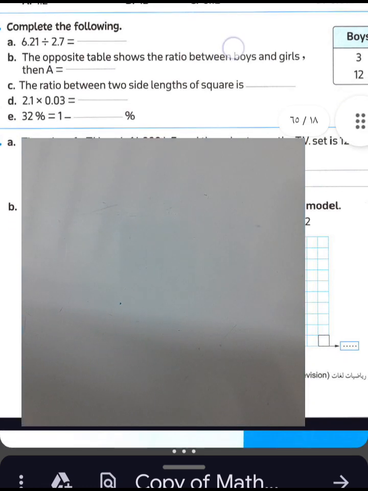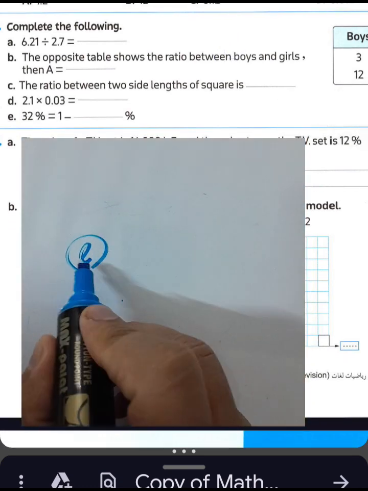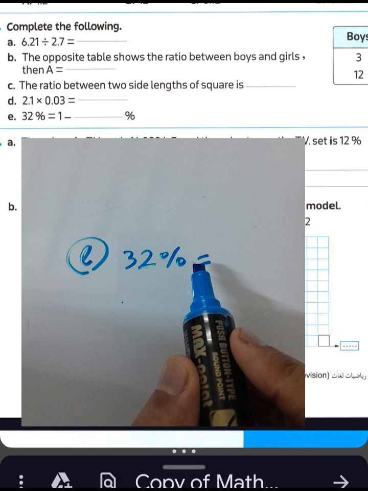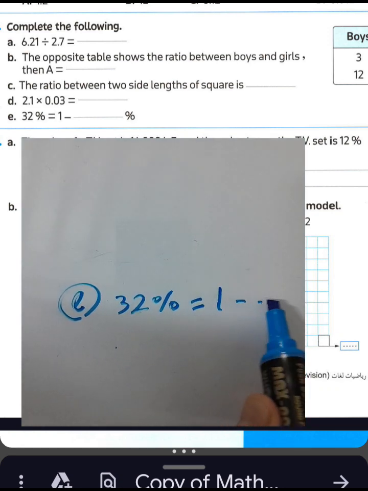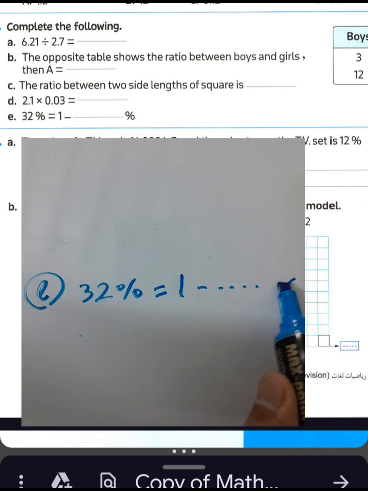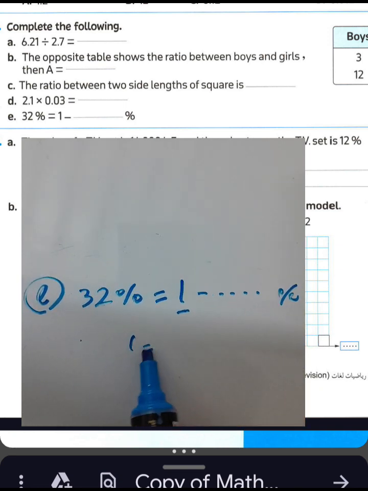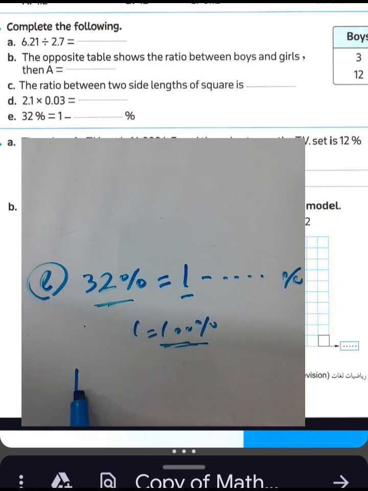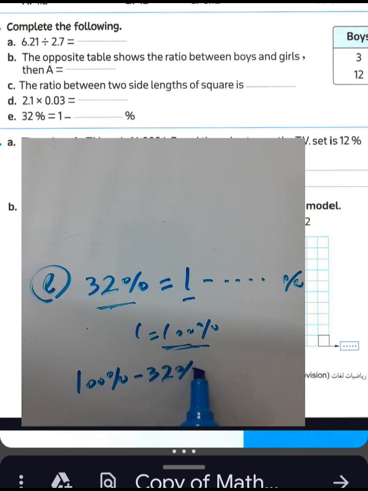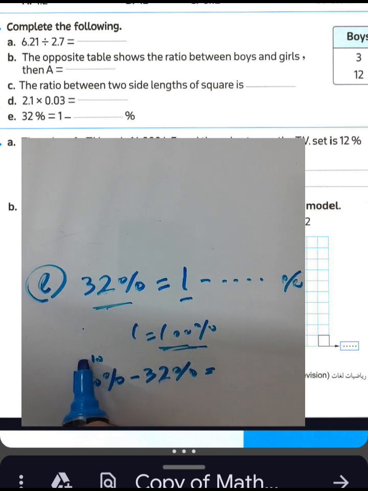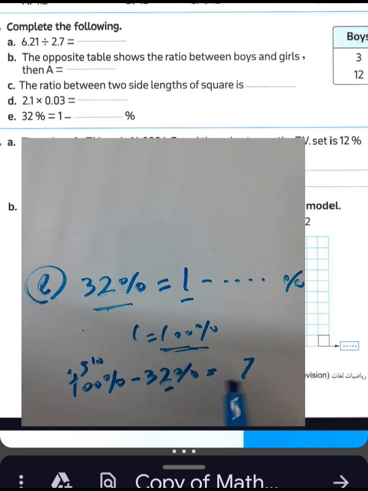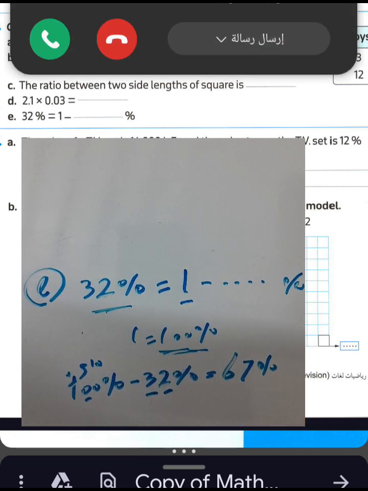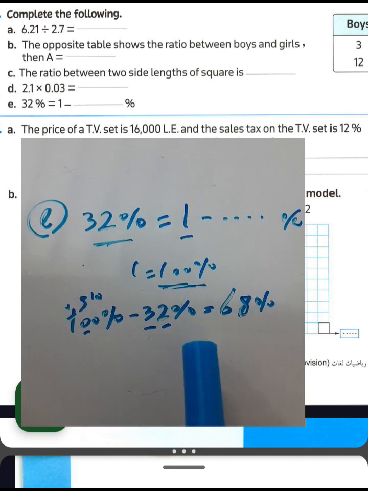Question letter E. 32% equals 1 subtract the space percent. We know 1 equals 100%. Then we can find the difference between 100% and 32%. 100% minus 32%. We have here 10, 9, and 0. 10 minus 2 is 8. 9 minus 3 equals 6. The result will be 68%. Okay, write 68 in the space.